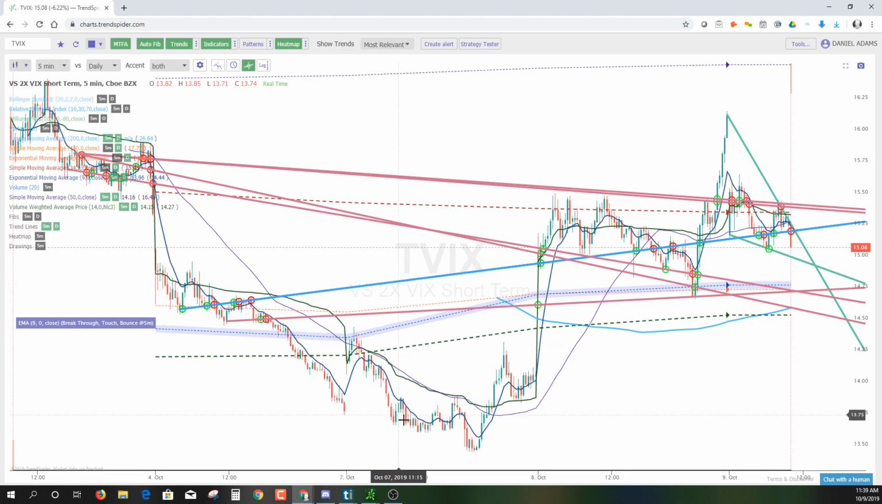9 EMA tagged it, pulled back. Then we gapped up above it, and it acted as support. Again, it might act as really strong support today. Then again, it might react differently and break through and pull back lower. So you kind of take it as it goes.